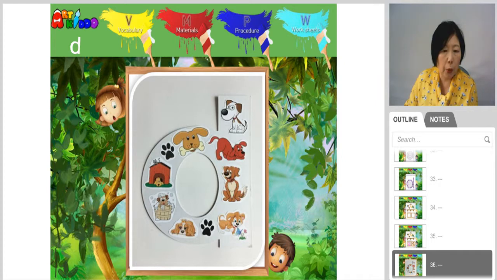You should decorate dog images on the D fonts as your assignment.